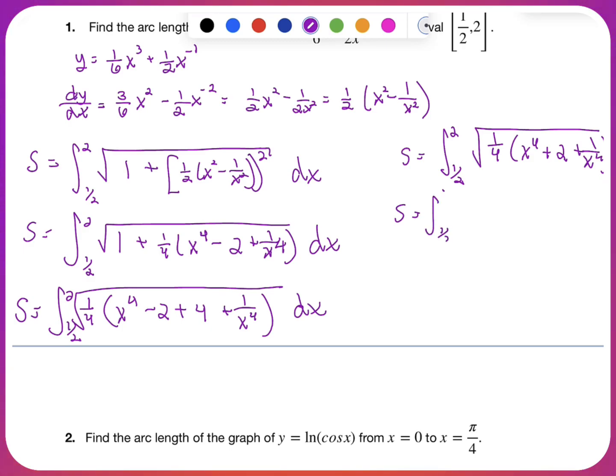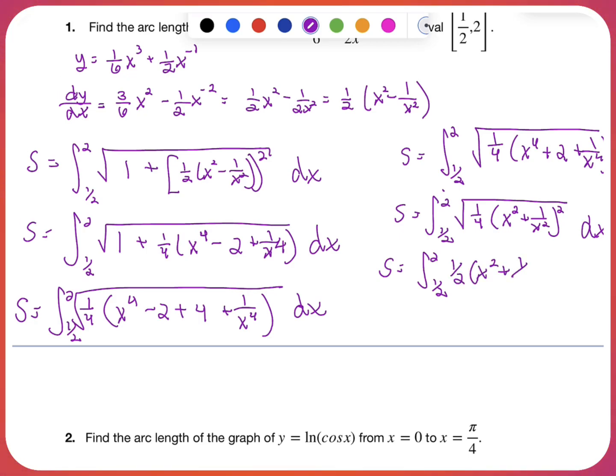So I can rewrite this as an integral from 1/2 to 2 of the square root of 1/4 times (x squared plus 1 over x squared) quantity squared, dx. Now we're ready to integrate. Well, no, let's not integrate that. Let's take the square root of 1/4, which is 1/2. The square root of the parentheses term is just the square root and the square cancel each other out.